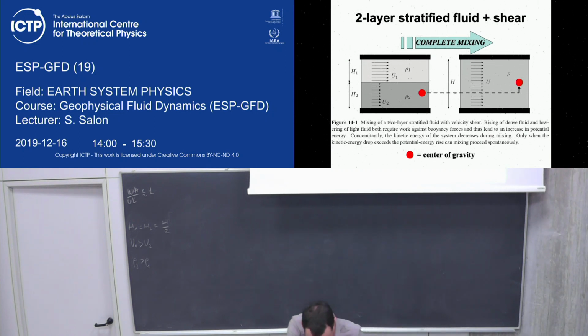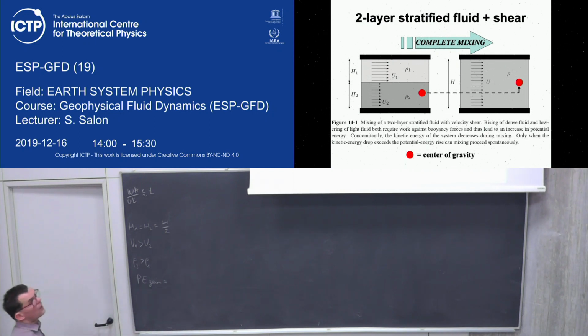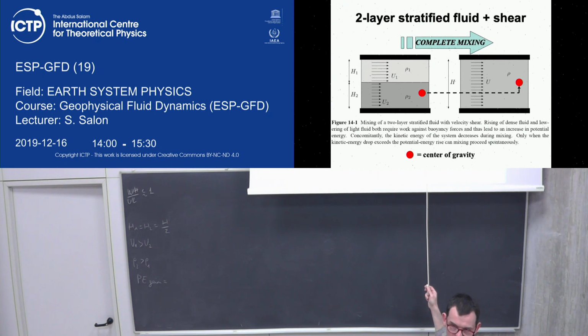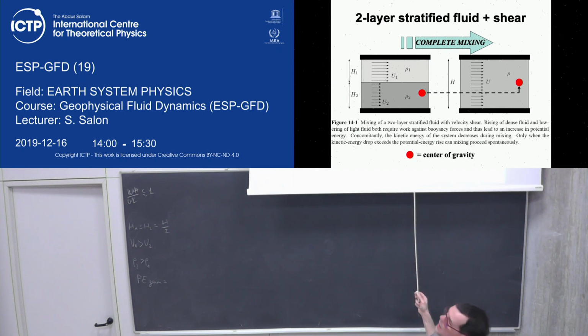So let's try to evaluate what this potential energy gain is, and then we will see what the kinetic energy loss is. What happens if we stop the velocity here for some reason? Is the fluid able to keep the center of gravity here? If you stop the kinetic energy source, we will come back to this situation, because each parcel will be back to its equilibrium state.